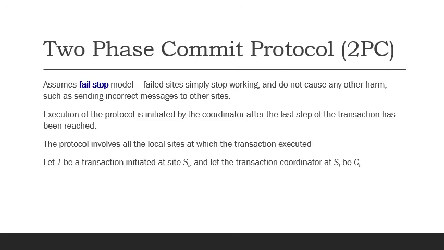The two-phase commit protocol assumes the fail-stop model. A failed site simply stops working and does not cause any other harm, such as sending incorrect messages to other sites. Execution of the protocol is initiated by the coordinator after the last step of the transaction has been reached. The protocol involves all the local sites at which the transaction executed. Let T be a transaction initiated at site Si and let the transaction coordinator at Si be Ci.